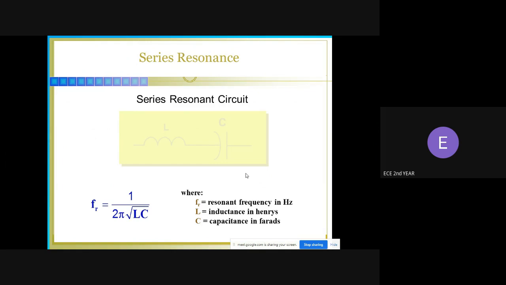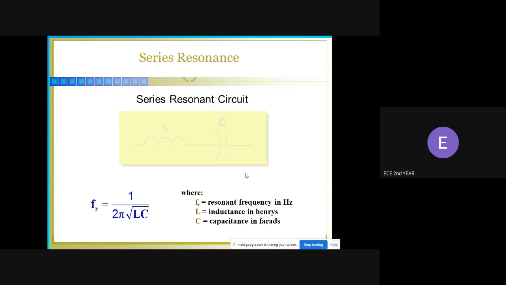In a series resonance circuit, we have R, L, and C. Here we will discuss only L and C. The resonance frequency is F_R equal to 1 divided by 2 pi root of L C, where F_R is the resonance frequency in hertz, L is the inductance value, and C is the capacitance in farads. By changing this L and C, we can obtain the required resonance frequency.